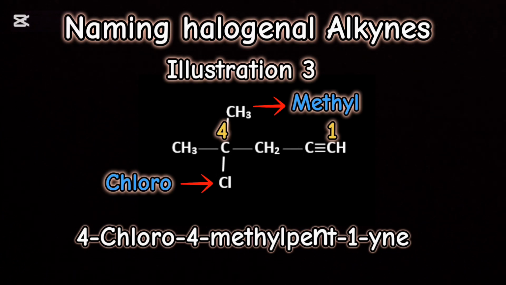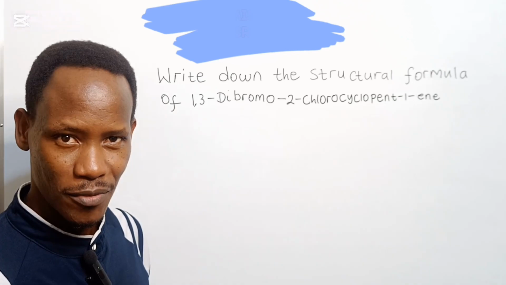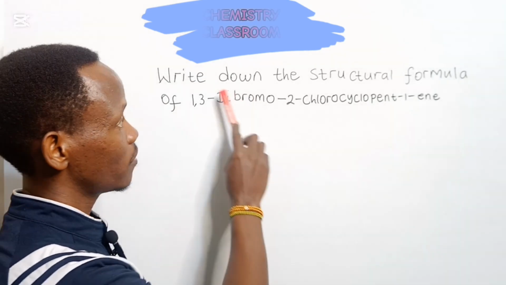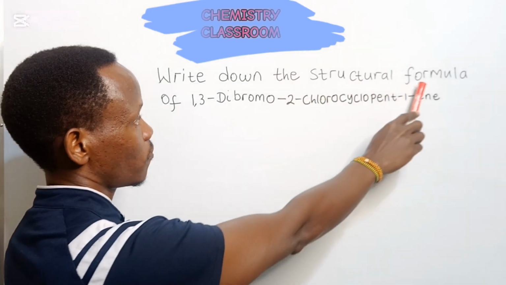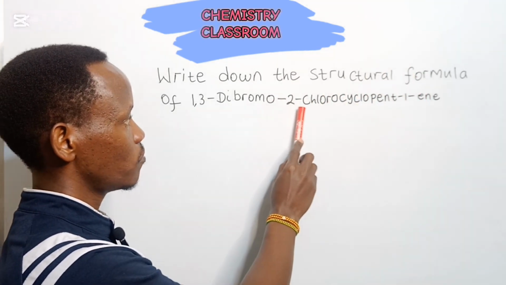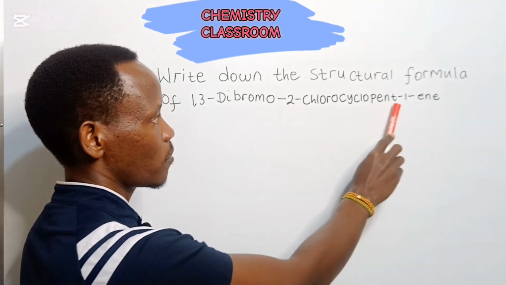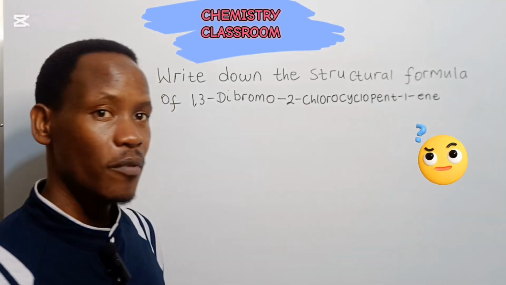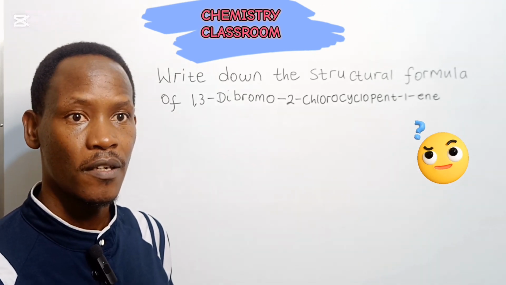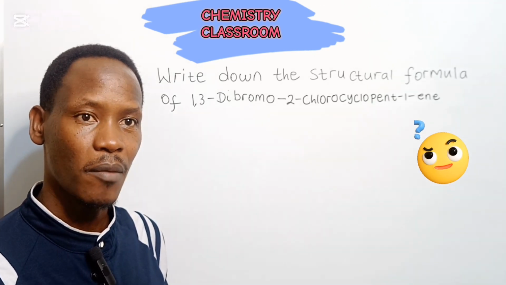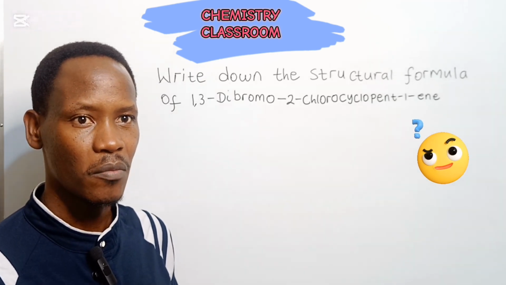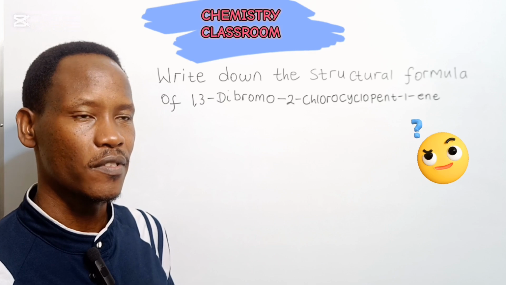At this point, I welcome you to our live chemistry classroom, where we shall physically and actively name the given compounds. Welcome to the chemistry classroom. Before us, we do have a question where we are supposed to write down the structural formula of 1,3-dibromo-2-chloro-cyclopent-1-ene. Before we can write down this formula, it is important for us to remember that carbon forms a maximum of 4 covalent bonds. So remember that carbon must form 4 covalent bonds.